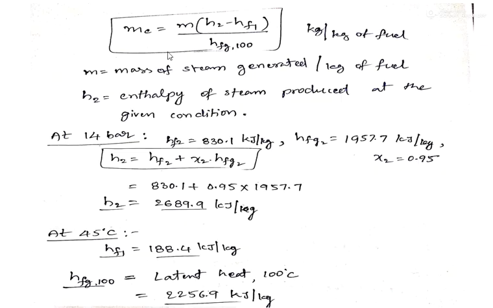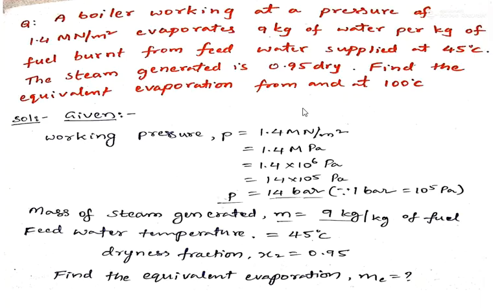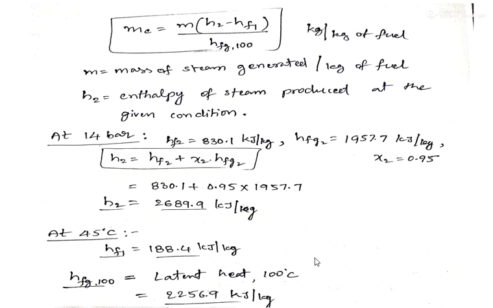Let us understand the meanings here. me is the equivalent evaporation that we have to find out. m is the mass of the steam generated per kg of the fuel, and h2 is the enthalpy of steam produced at the given conditions. Given conditions means, friends, we have to find the enthalpy at 14 bar and dryness fraction 0.95, and for that we will use the formula for h2. hf1 is nothing but the feed water enthalpy at 45 degrees centigrade.